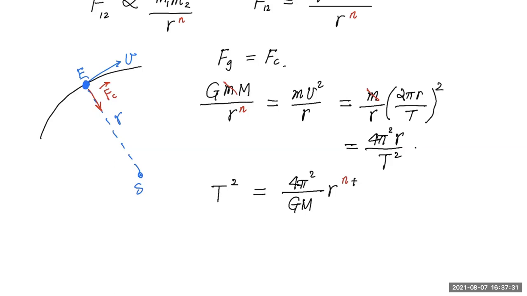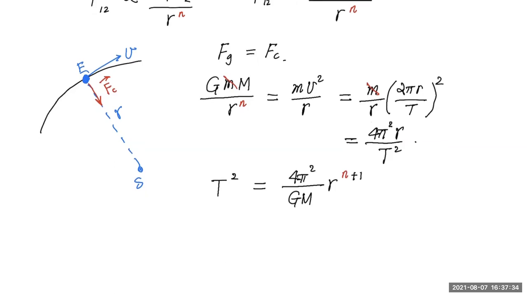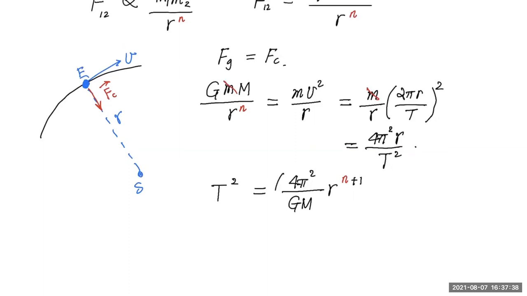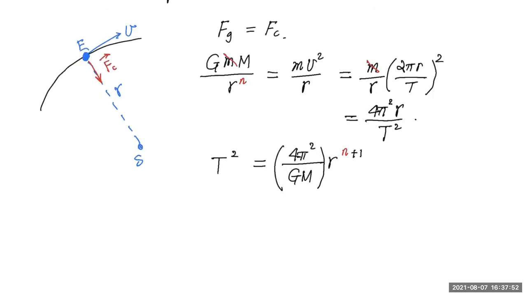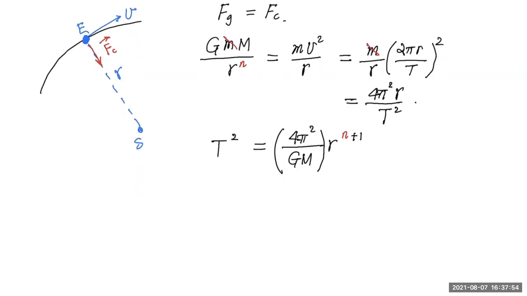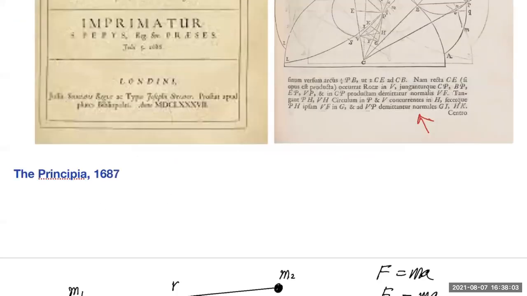Now, can we find what n is? The answer is yes, we can. Look, this entire thing in the parentheses, it's just a constant. G is a constant. M here is the mass of the sun, not the mass of the Earth. So it doesn't depend on each planet, it only depends on the mass of the sun, which is the same for all these visible planets. And if you compare that with Kepler's third law, Kepler's third law says T squared equals a constant times r to the power 3, right? Look, Kepler's third law right here.